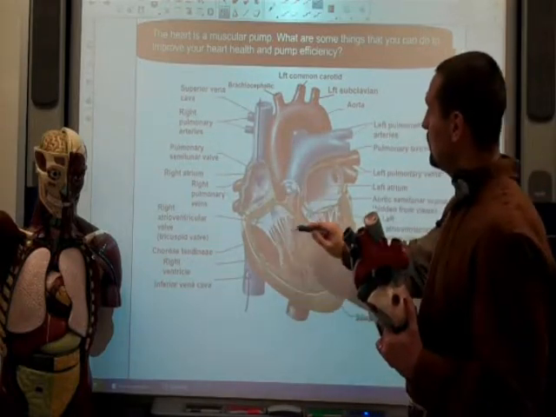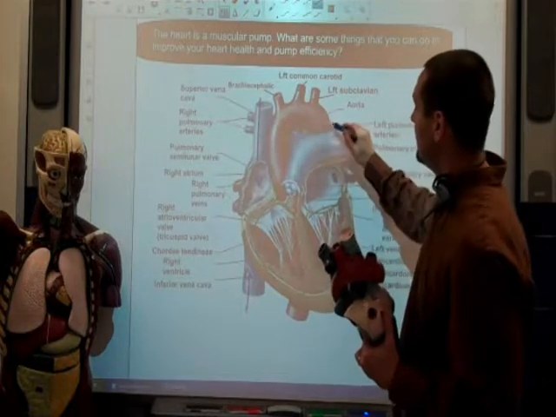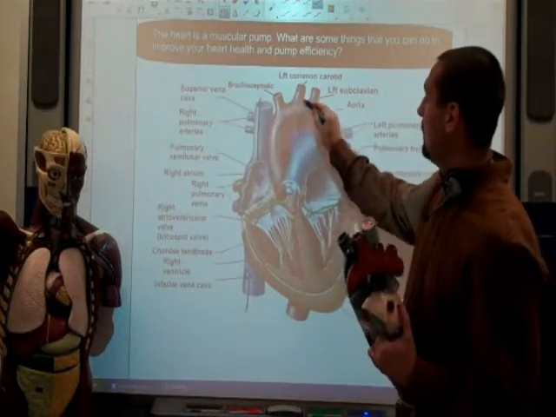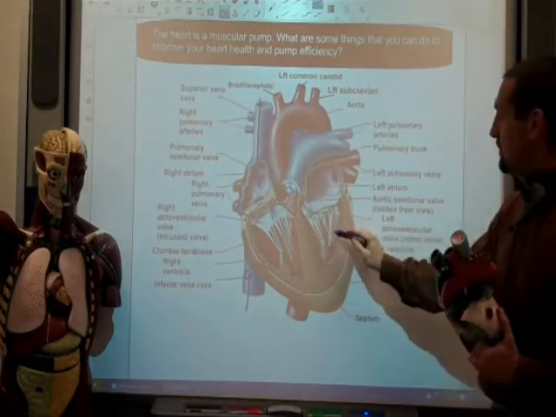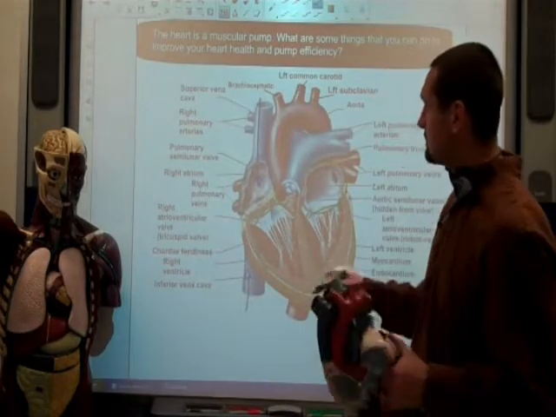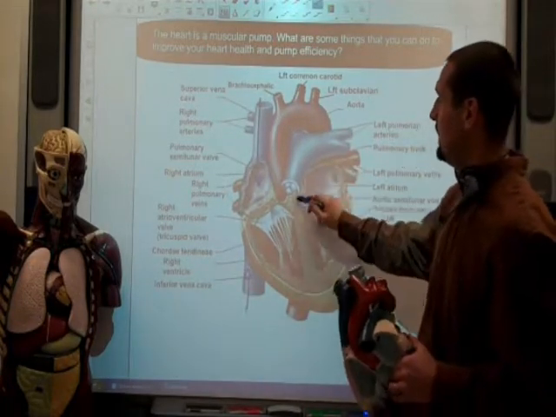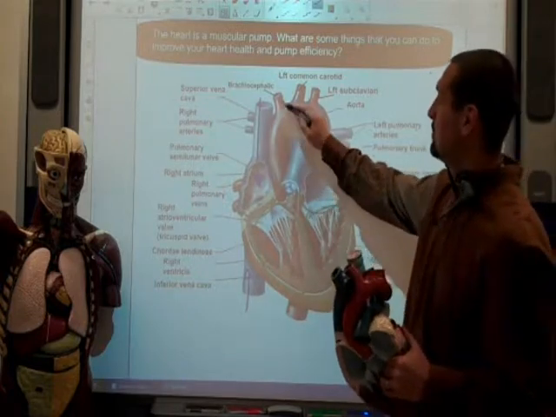Then we have this large blood vessel, the aorta, here where blood is going out of the heart. So blood leaves the heart from the left ventricle through the aorta to circulate around the body. But notice that it branches right away. So here's a large artery taking blood away from the heart, but it branches right away.